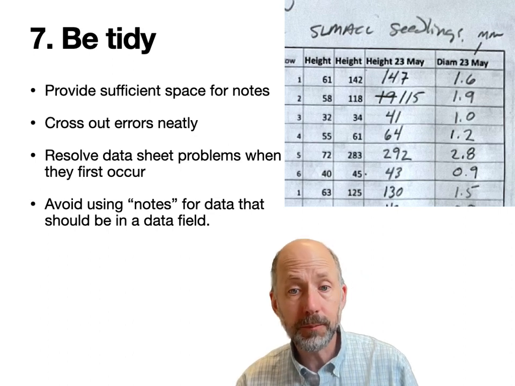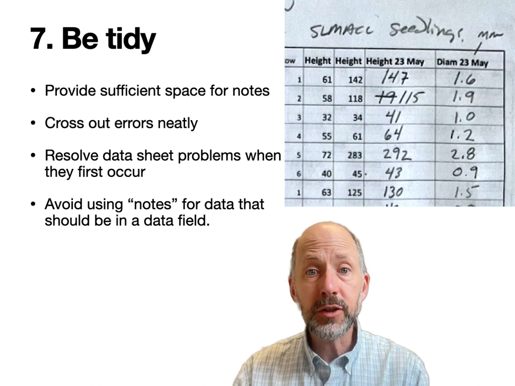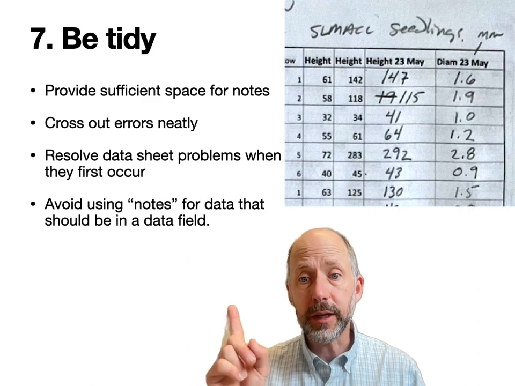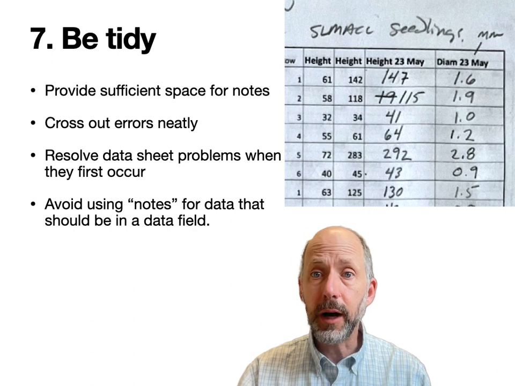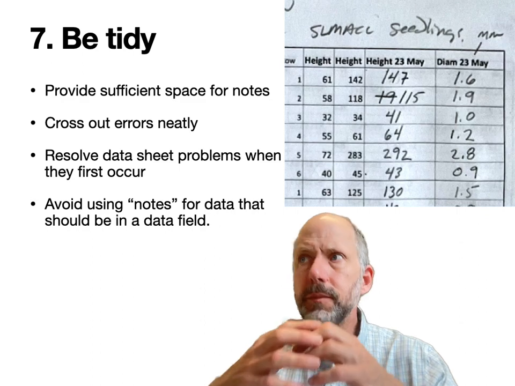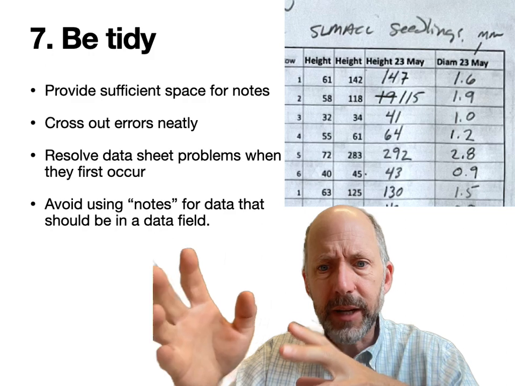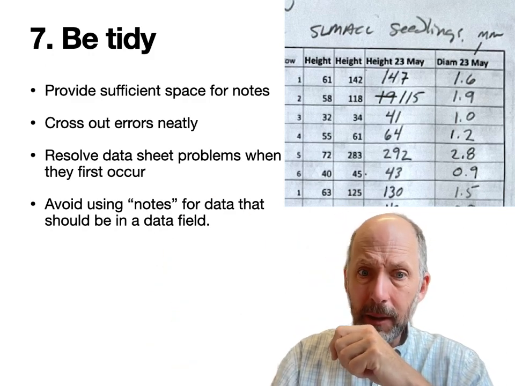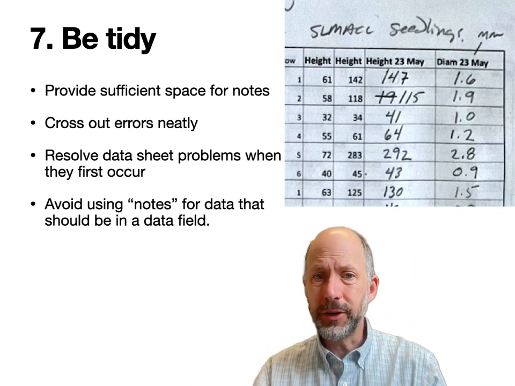Once you're out in the field with your data sheet, be tidy. And that actually involves good design of your data sheet. It means making sure the cells are big enough so that if you make a mistake, you can neatly cross it out like I show above, and write in the correct value. It also means leaving spots for notes. And if you do get a problem, you should try to resolve it right away. Like if you recognize that you missed out a data field that should have been there, you can add a column by hand if you have to. But don't try to avoid putting things that should be data into a notes field.